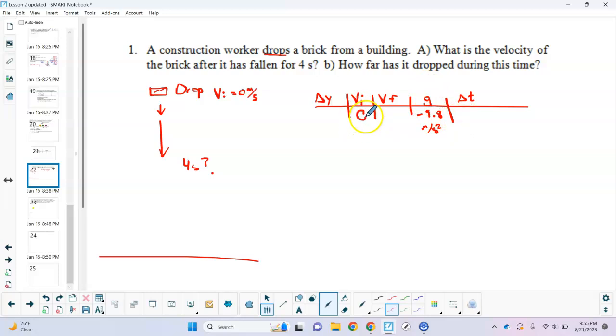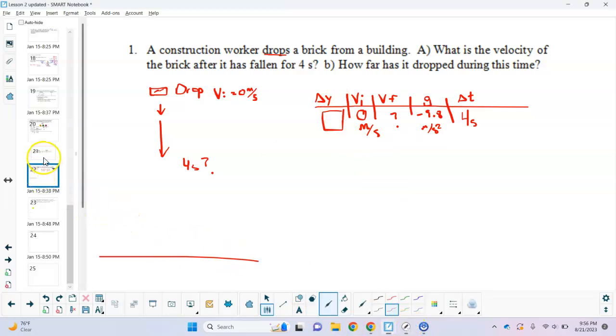We just got done saying that the initial velocity would be 0 because we're dropping it. And we are looking at a time of 4 seconds of falling. So that is what we're dealing with. In part A, we want to know the final velocity after 4 seconds, so we're going to do that. And this box here is the one that is not involved. So delta y is not involved in the equation.